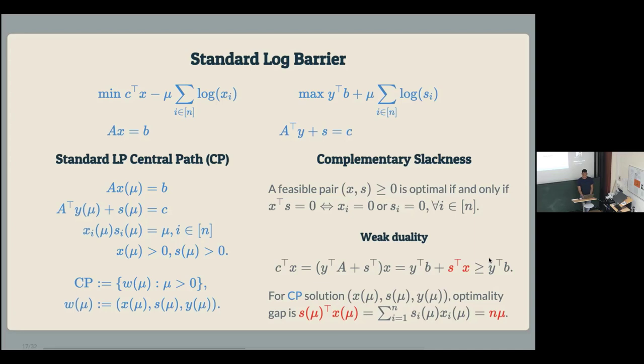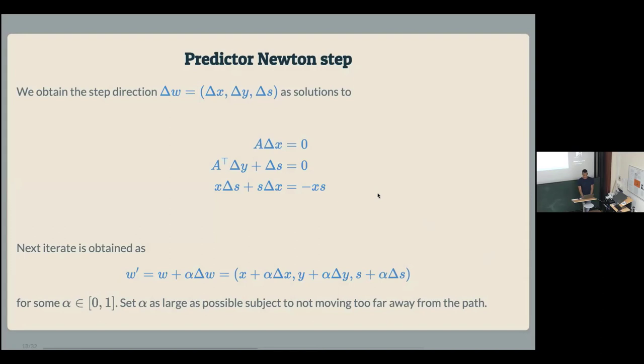Now, what are the predictor steps that we are doing at every iteration? If you recall the central path equations, then the first derivative of these equations is exactly this system here. These are our update directions. So you want that your update in X lies in the kernel of your matrix. You want the update in S to lie in the image of A transpose, which is the orthogonal space. And these are the equations that you have to fulfill to have the tangent to the central path.